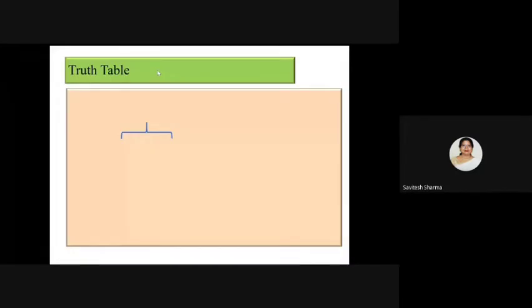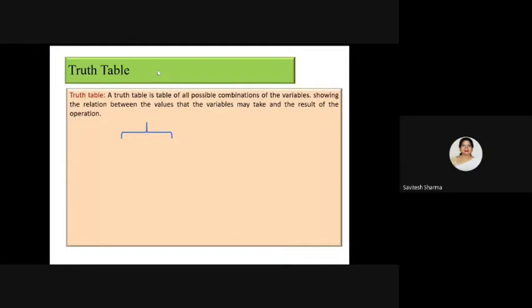So another way of expressing the relation between input and output is the truth table. We will use a table and arrange our inputs and outputs. So all possible combinations of the variables I will show in the truth table.